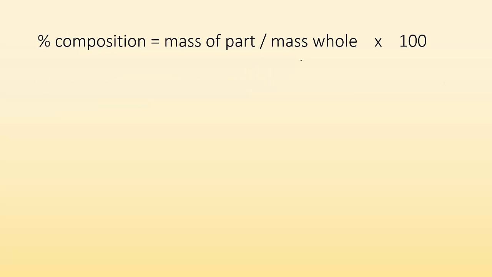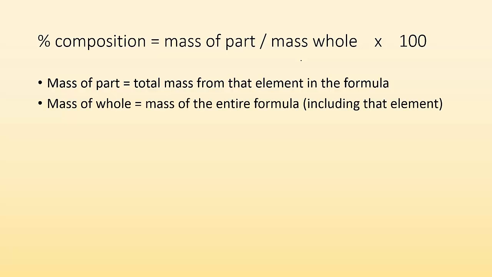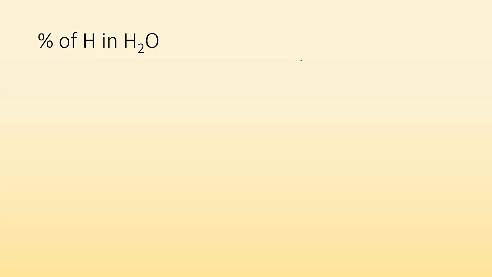Okay, so first things first, the equation. Percent composition is equal to the mass of the part divided by the mass of the whole thing times 100. Where the mass of the part is going to be the total mass from that element in the formula. So you've got to take all the oxygens or something. If you wanted the percent oxygen, what's the mass of every oxygen? And the mass of the whole will be the mass of the entire formula, including that element. So if I'm taking a look at H2O, it's everything in there, the two H's and the O. So what is the percent of hydrogen in H2O?